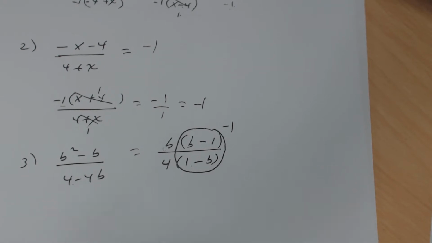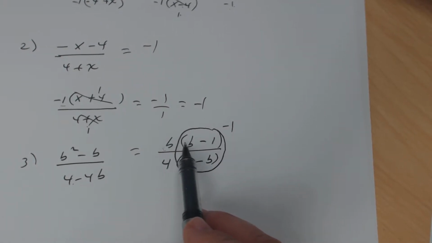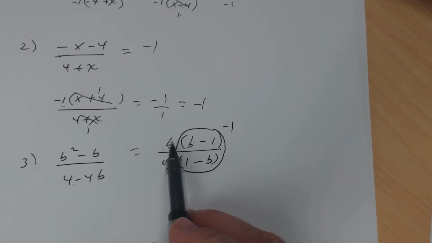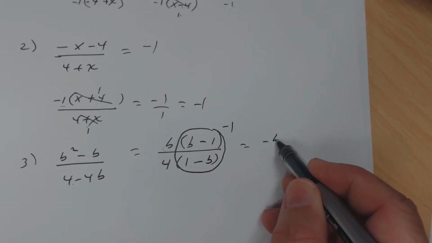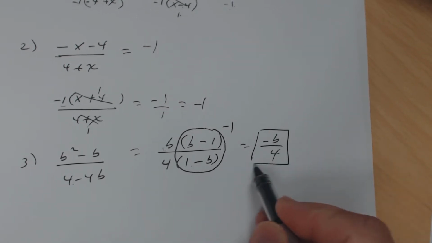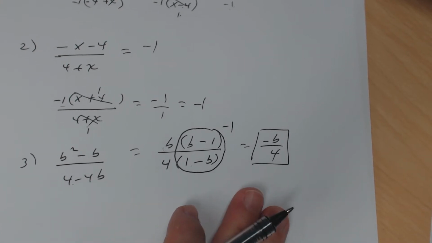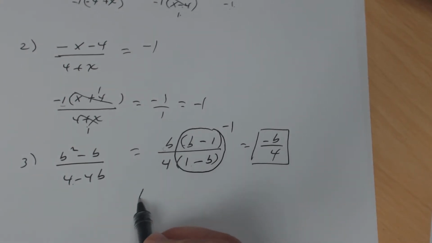Now be careful. Don't think of this as b minus 1, because remember this was b times b minus 1. So this is b times a negative 1, which is a negative b, and this is 4 right here. So I get b over negative 4 as the answer. All right, so that's one way to approach this. So I'm going to go ahead and rewrite the original again. So that's b times b minus 1 divided by 4 times 1 minus b.